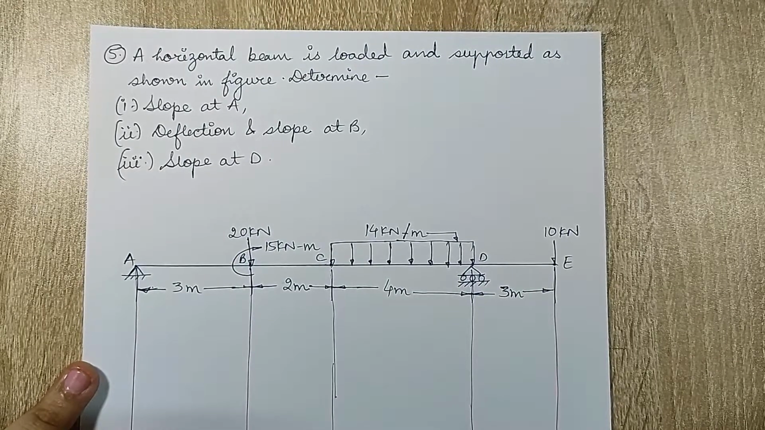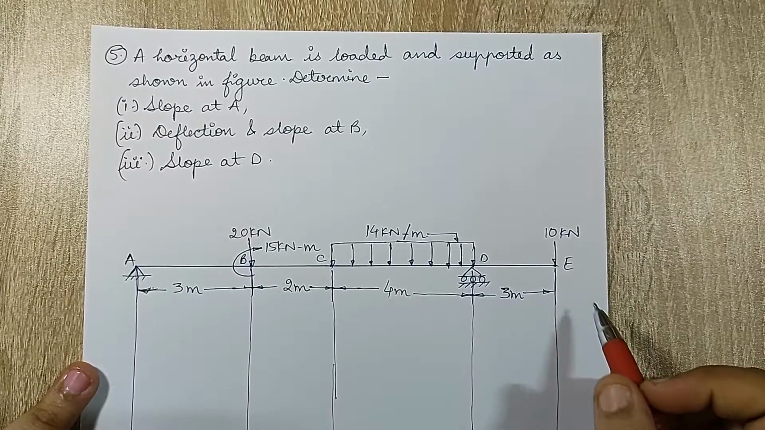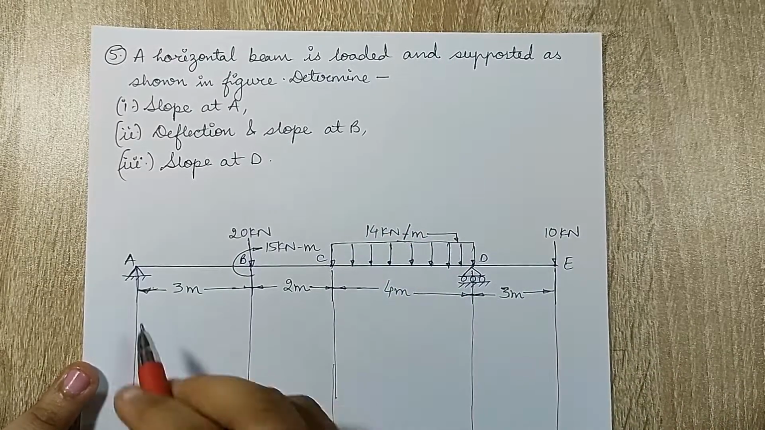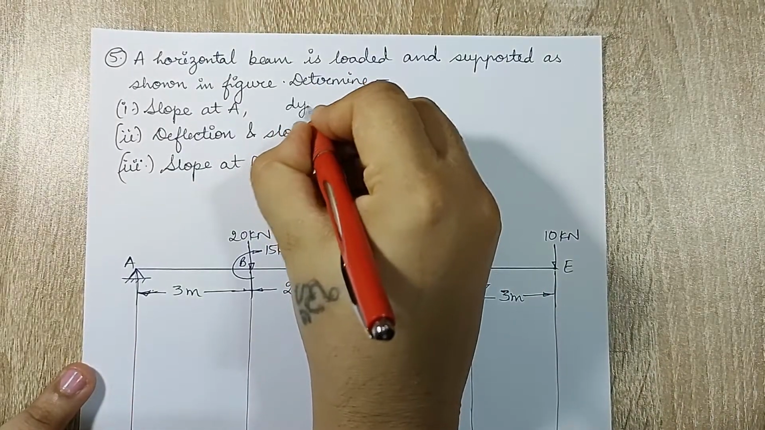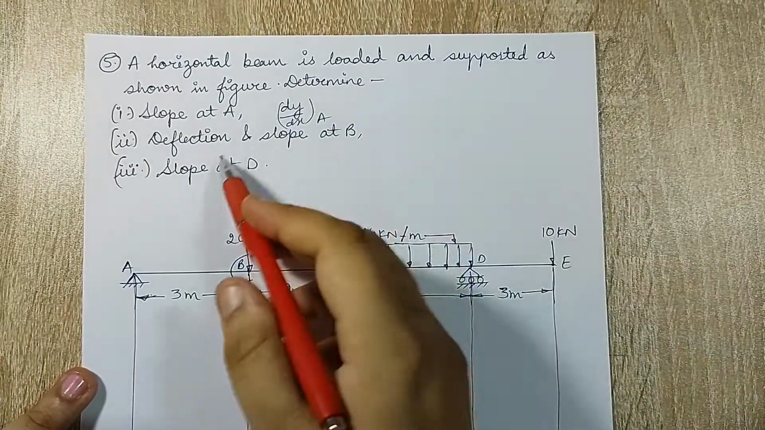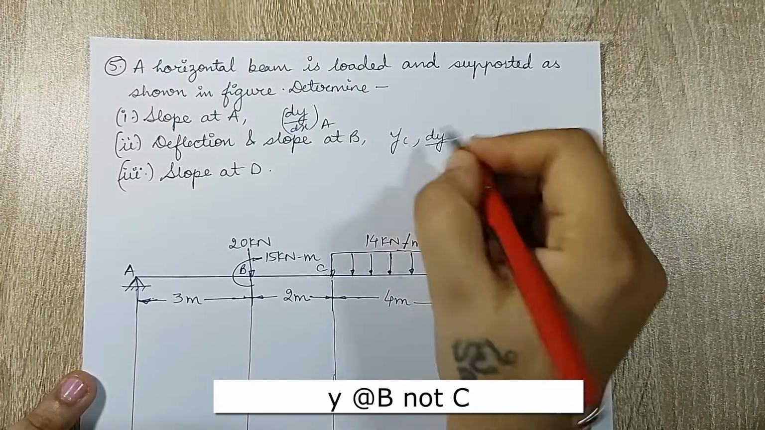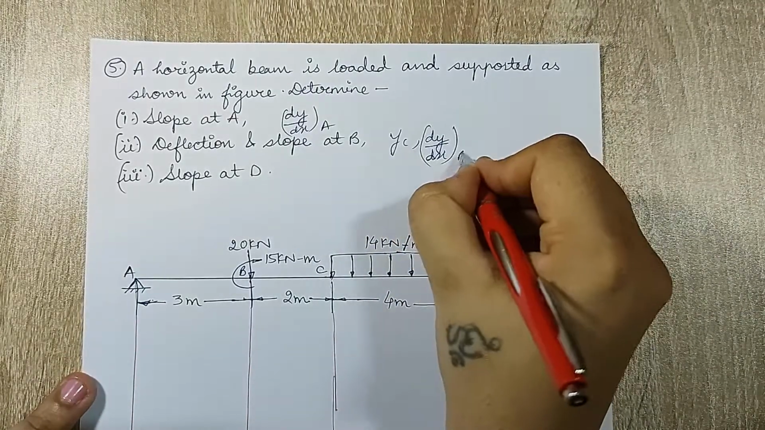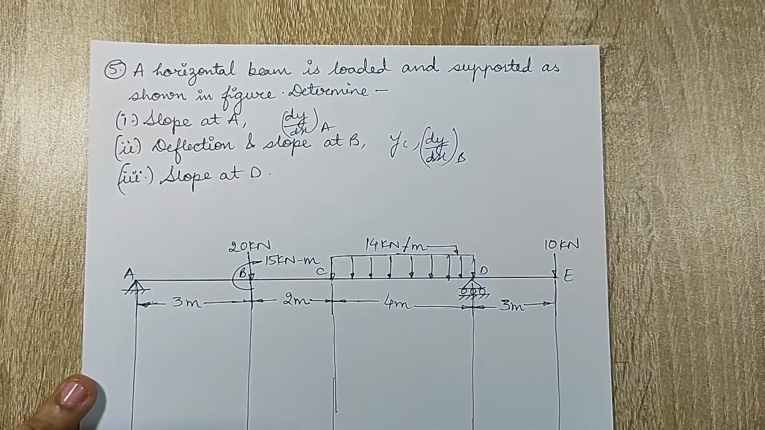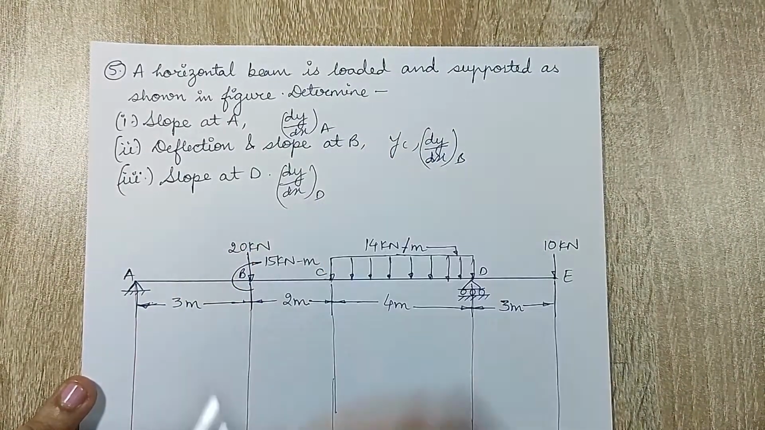Let's read. A horizontal beam is loaded and supported as shown in the figure. Determine: the first thing is to find the slope at A, which means I need to find dy/dx at A. Next, I need to calculate the deflection and slope at point B, which means yB and dy/dx at B. And last is the slope at D, so I need to find dy/dx at point D.